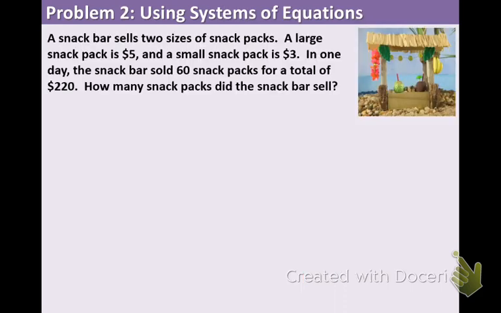Now let's use an application problem. In example 2, we have a snack bar that sells 2 sizes of snack packs. A large snack pack is $5, a small snack pack is $3. In one day, the snack bar sold 60 snack packs for a total of $220. How many snack packs did the snack bar sell? So how many of each type, the small and the large? Well, as you can see, there are 2 different sizes, so we should definitely define our variables. So how about we let x be the number of large $5 snack packs, and y be the number of small $3 snack packs.